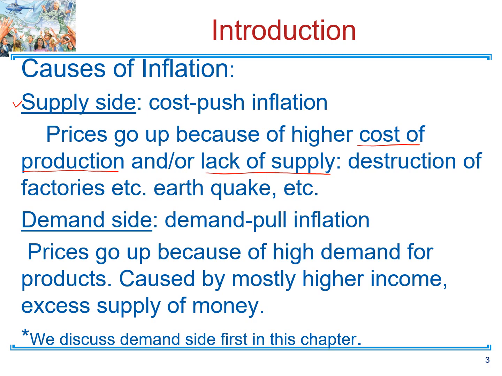And demand side is called demand-pull inflation. In this case, prices go up because of high demand for products. People buy more and more goods and services, and the price level goes up. That means the inflation rate goes up. It is caused mostly by higher income. Income level goes up, then the price level also tends to go up.